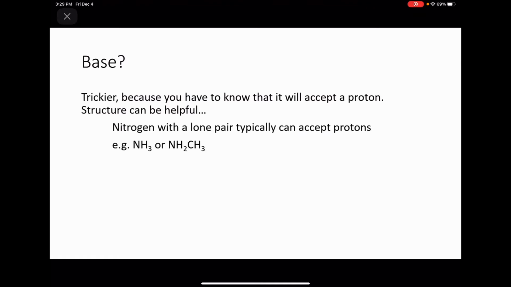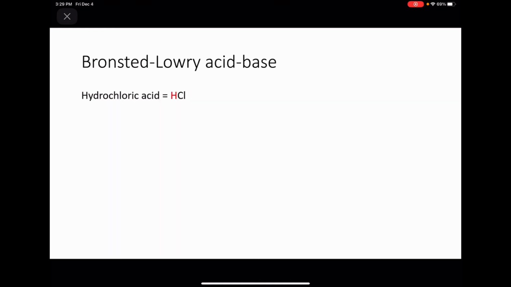Generally, if you have a lone pair, like nitrogen, which typically has three bonds and a lone pair, that lone pair is where it accepts a proton. So we have ammonia and NH2CH3. The other example is OH-, the hydroxide ion. Hydroxide ions are bases. So anything that is a soluble hydroxide, so that you'll get OH- in water, is a base. Now let's look at how these behave.